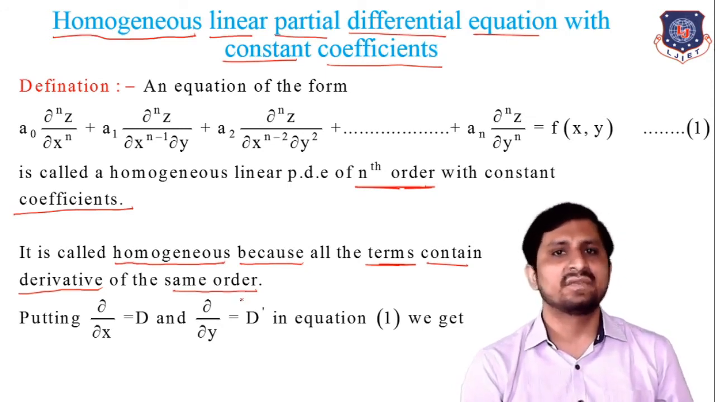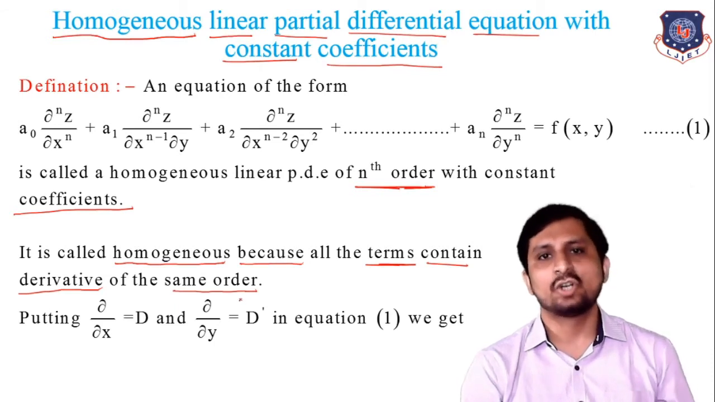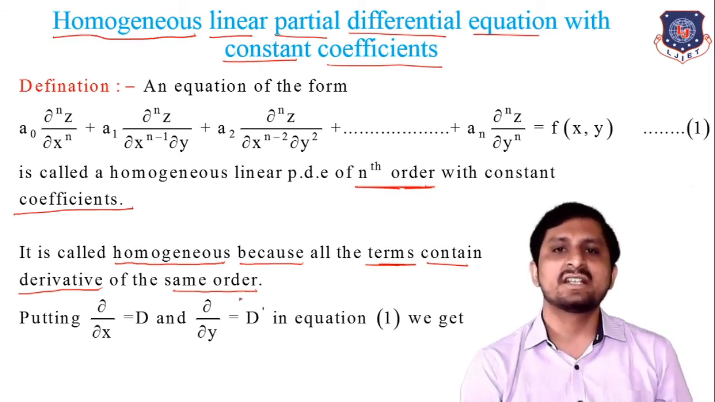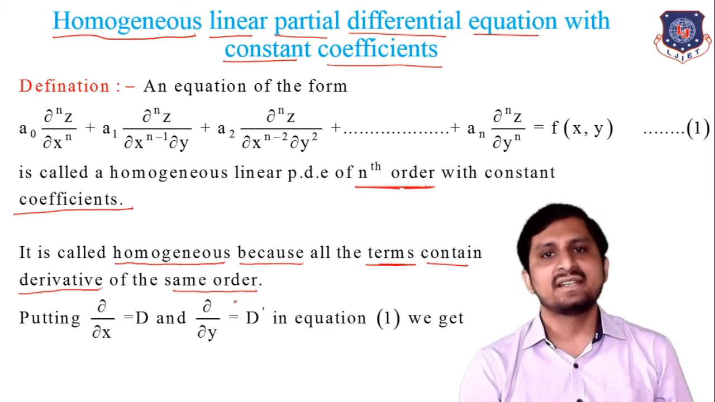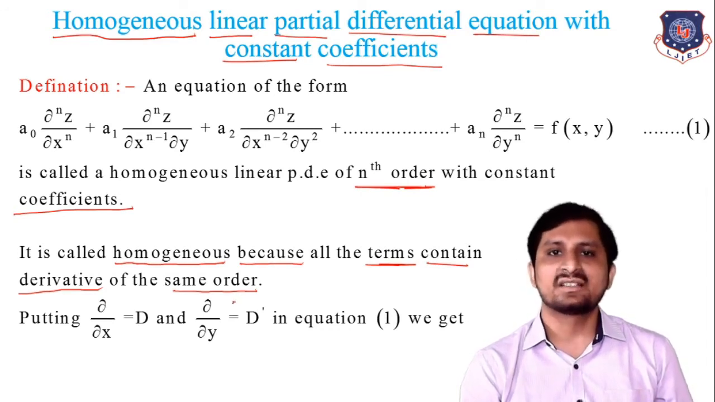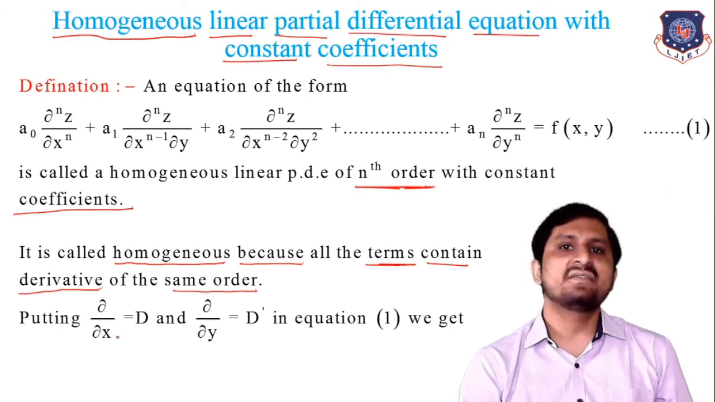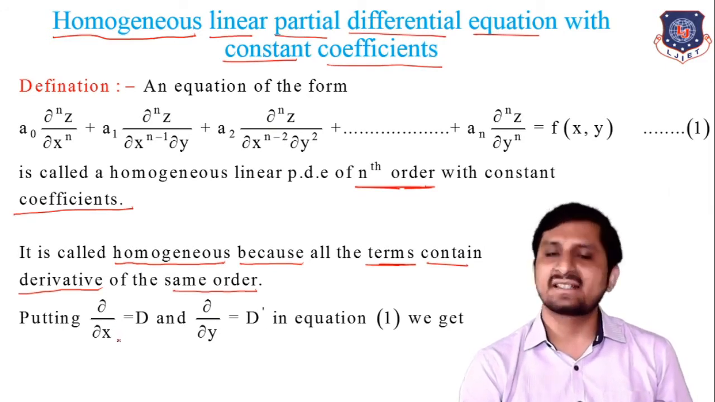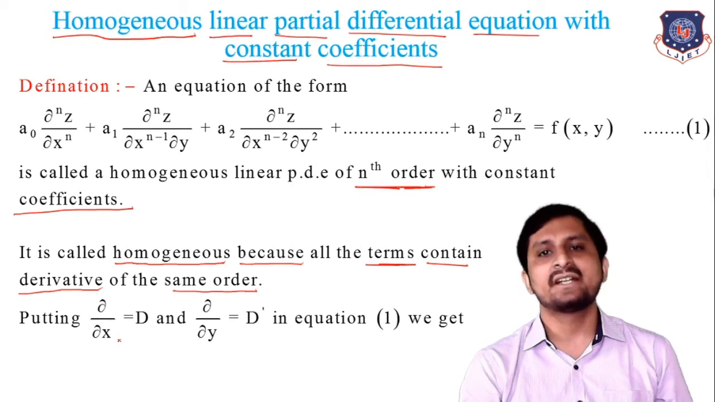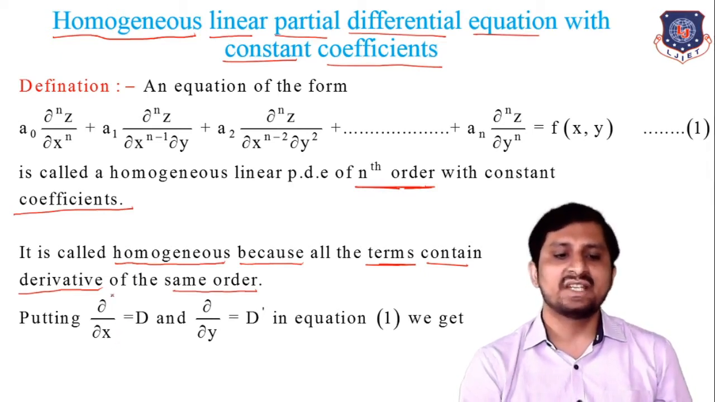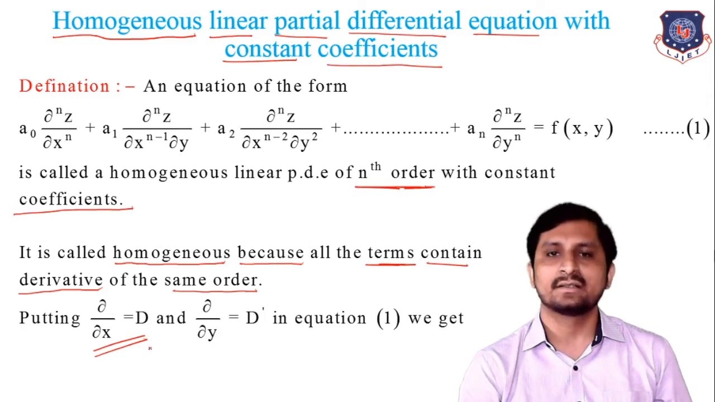So this is our first topic, and how we can solve this type of homogeneous linear partial differential equation, that is our main concept to understand. So first of all, because here we have two independent variables x and y and only one dependent variable z, depending upon x and y, we first assume del by del x is equal to capital D. So capital D is nothing but an operator, right?